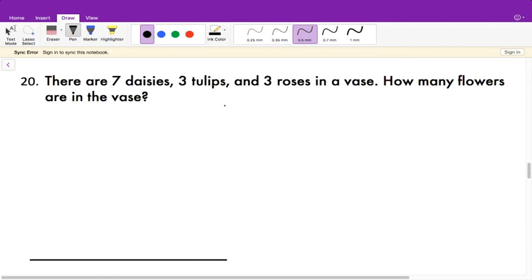Okay, number 20. Let's start by reading it. There are 7 daisies, 3 tulips, and 3 roses in a vase. How many flowers are in the vase? Okay, so right now we're looking at 3 different types of flowers, and they're all being put together in a vase. So when we're putting different groups of things together, I know that that is a part whole. So since there are 3 groups here, that means I need to write 3 different parts. Part 1, part 2, and part 3.